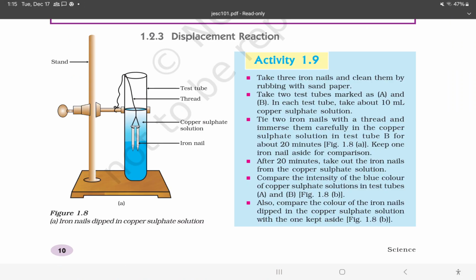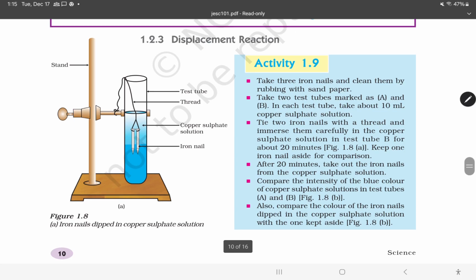Hello children. Now in today's lecture you are going to learn different chemical reactions. So already we learned some of the chemical reactions in our previous lecture. So today we are going to discuss displacement reaction. Okay. So what is this displacement reaction? The name itself is telling the meaning of this.